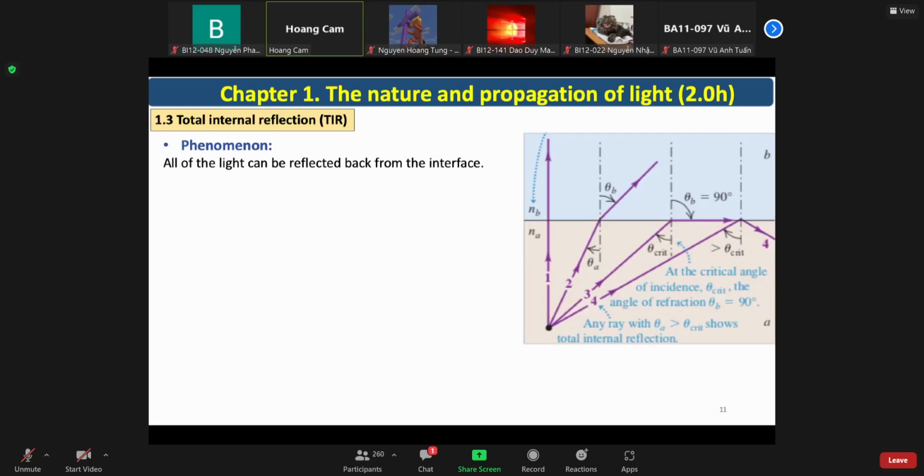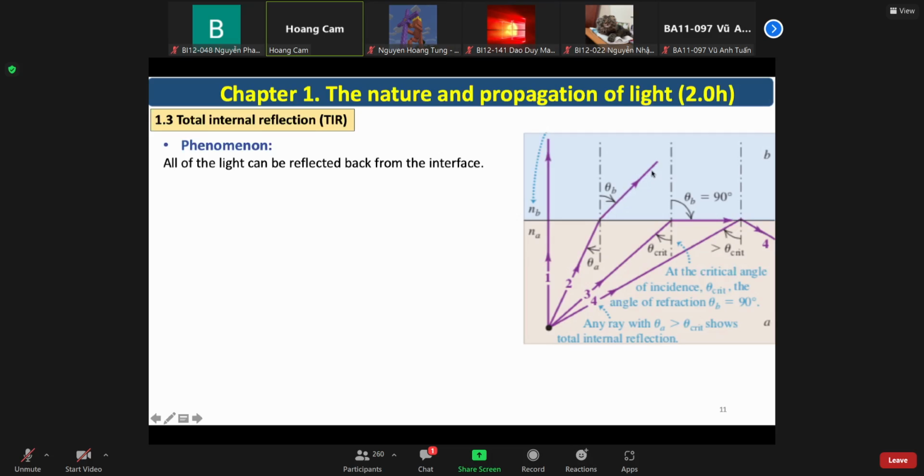Okay, so for the second direction of the incident ray, you see another incident angle. This ray meets the surface here, so we draw the normal perpendicular to the surface at the incident point, and theta A here is the angle of incidence, created by the normal and the incident ray.